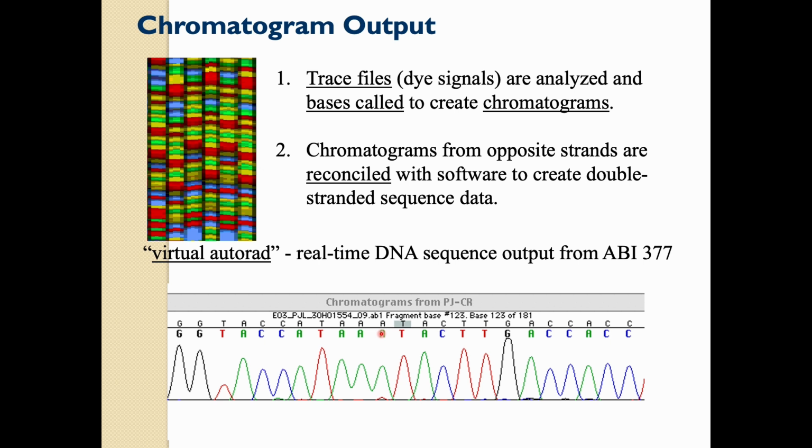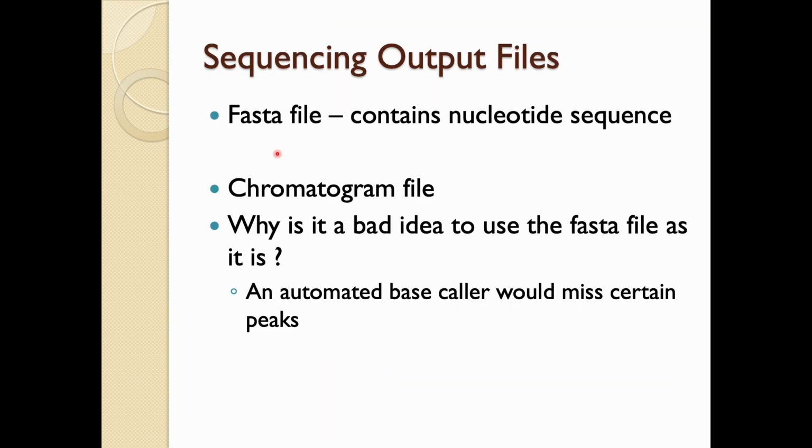The height and the shape of the peak help us to determine the confidence of the base call. Let's talk about what you really receive from the sequencing facility. You will typically get two different files, a FASTA file and a chromatogram file. The FASTA file contains nucleotide sequences, just the letters A, T, G, C. It's clean, simple, and easy to use for downstream analysis.